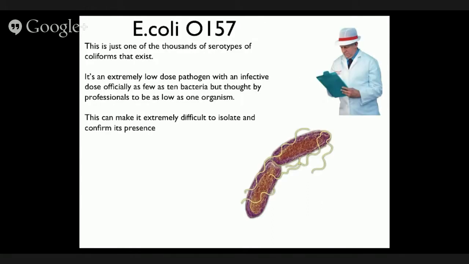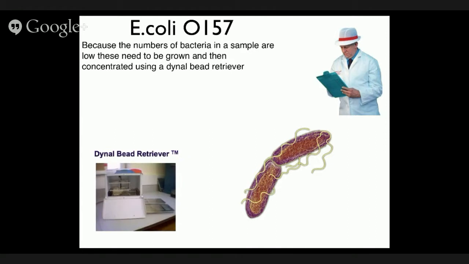It's one of thousands of serotypes of coliforms that exist. It's an extremely low-dose pathogen with an infective dose officially as few as 10 bacteria, but thought it can be as low as 1 bacterium. This can make it extremely difficult to isolate and confirm its presence. Because the numbers of bacteria in a sample are low, these need to be grown and then concentrated by using things like a Dynabeads retriever.